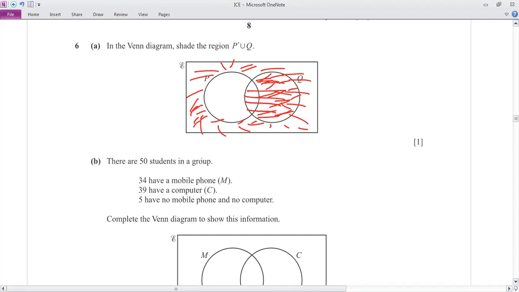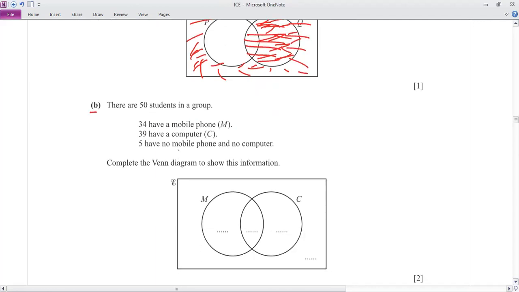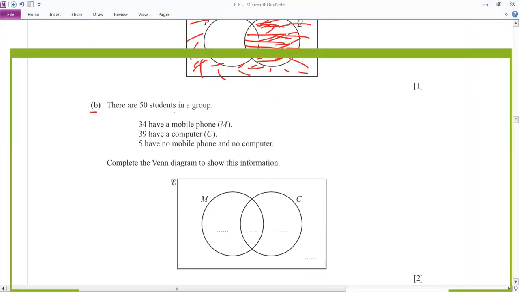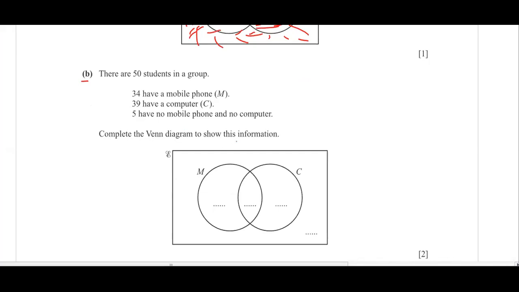Simple one, it was part B. There are 50 students in the group. 34 have a mobile phone. 39 have a computer. 5 have no mobile phone and no computer. Complete the Venn diagram to show this information.